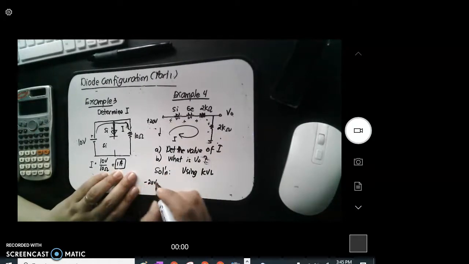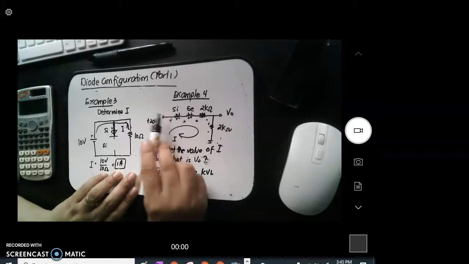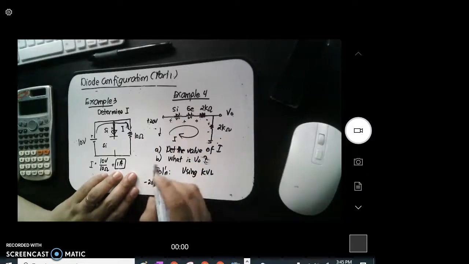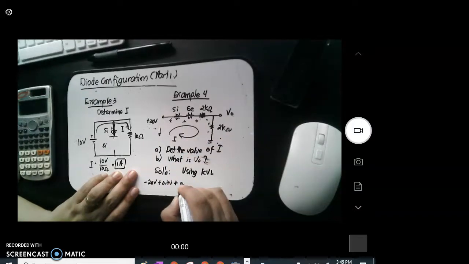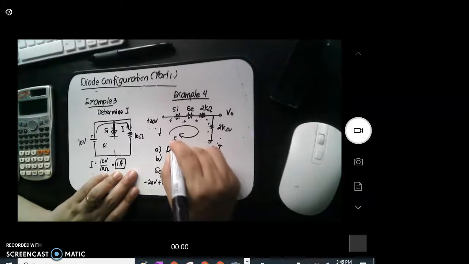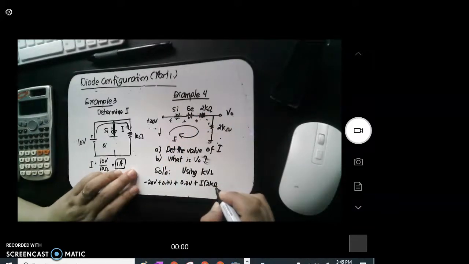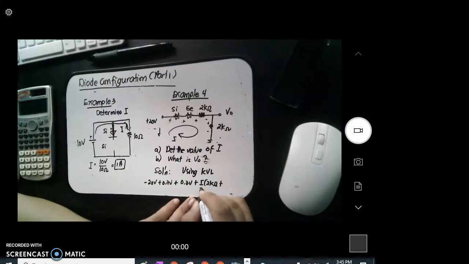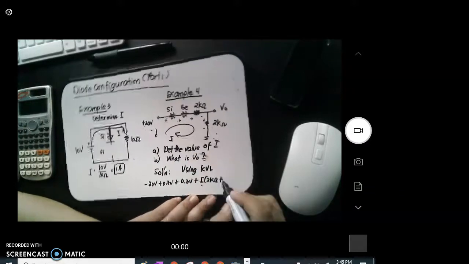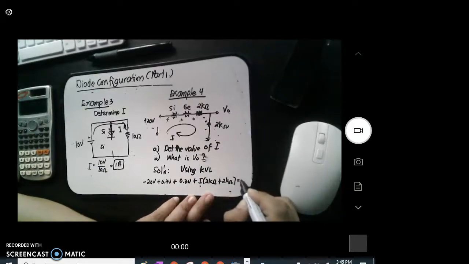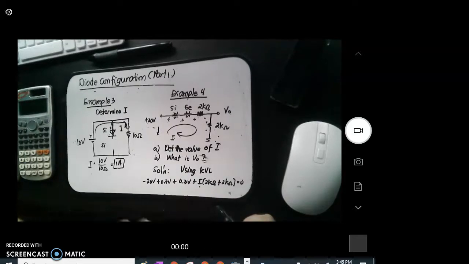Negative 20 volts. Then, this is under second approximation. You consider the voltage here, which is 0.7 volts. Okay? Plus the needed voltage of the germanium, which is 0.3 volts, plus current I multiplied with 2 kilo ohm, that is simply what? Voltage. Plus, common factor is I. So, I times another 2 kilo ohms. So, I factor out your I. So, all voltages must be equated to 0 because that is the principle under the KVL.